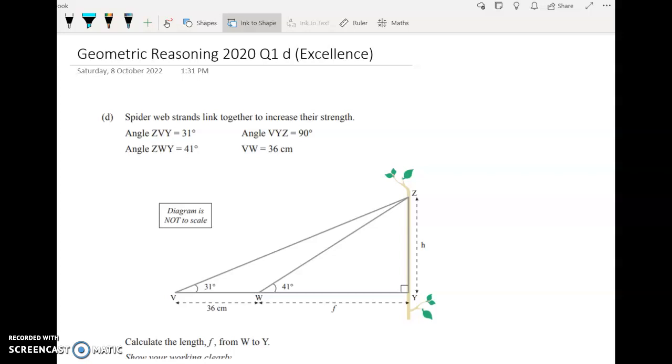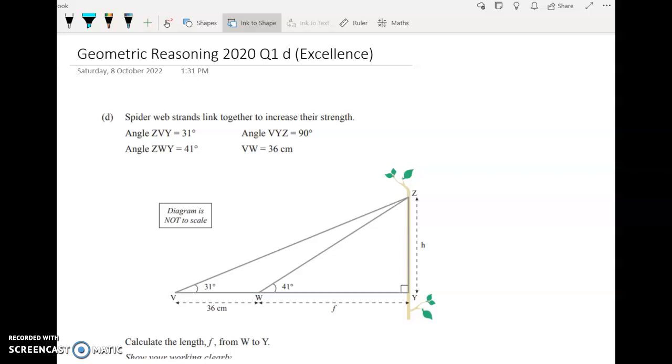This is an excellence question from the Level 1 Geometric Reasoning paper back in 2020. I'm going to pick out some of these questions, and this one is a trig one. The key thing you've got to do here is some careful labelling and some really clear setting out. So when we do Level 1 Geometric Reasoning, everything basically comes down to finding right-angled triangles.